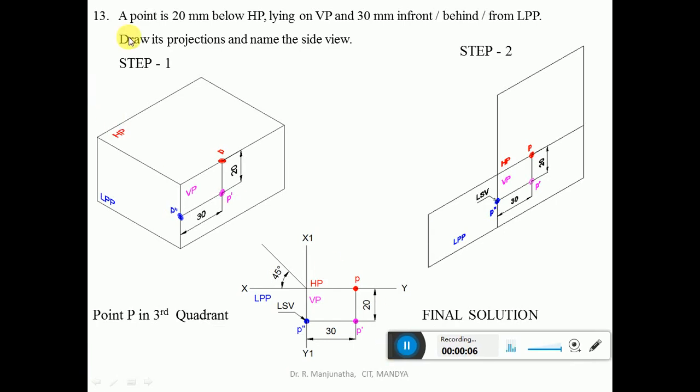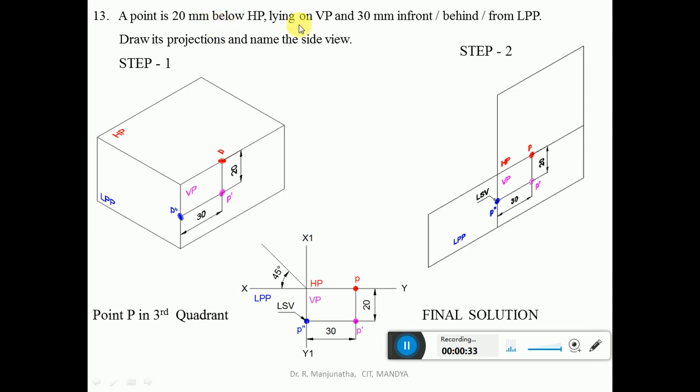A point is 20 mm below HP, lying on VP, and 30 mm behind LPP. So now we are talking about below HP on VP. In the previous cases it was behind VP, so that was easy. Now we're going to consider below HP.